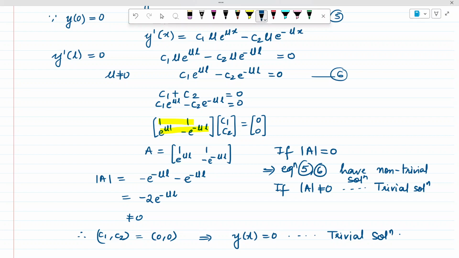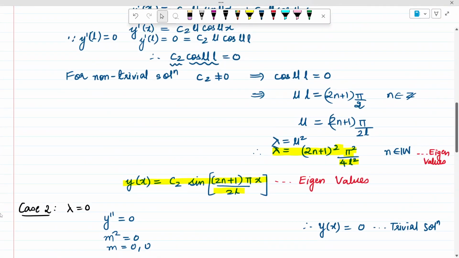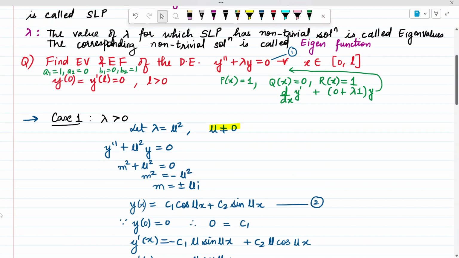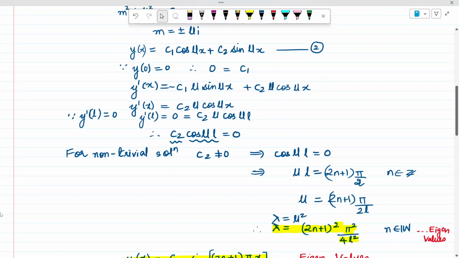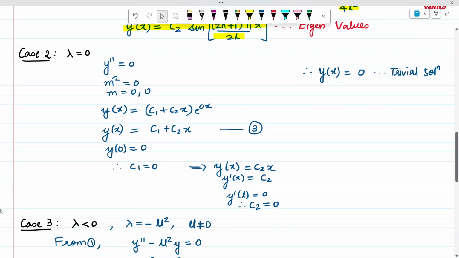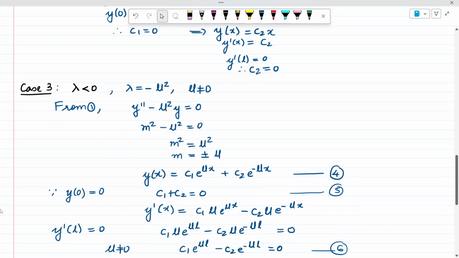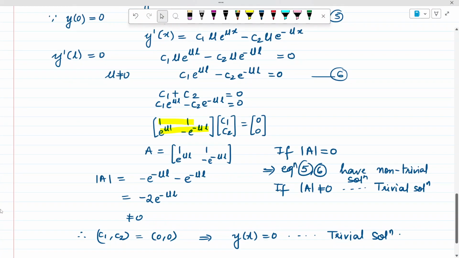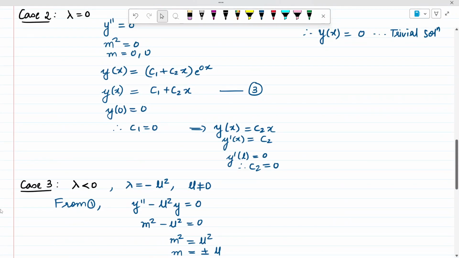आइगन वैल्यू वही वैल्यू होती है जहाँ पे नॉन ट्रिवियल सॉल्यूशंस मिलते हैं। सो हमने तीनों केसेस कवर किए हैं। केस नंबर 1 में वी टुक लैम्बडा ग्रेटर देन 0, वहां पे हमको आइगन वैल्यूज एंड आइगन फंक्शन मिले हैं, वी फाउंड देम। लैम्बडा इक्वल टू 0 में ट्रिवियल सॉल्यूशन ही आ रहा था, मतलब आइगन वैल्यू आइगन फंक्शन एग्जिस्ट नहीं कर रहे हैं। लैम्बडा लेस देन 0 में भी आइगन वैल्यूज आइगन फंक्शन एग्जिस्ट नहीं कर रहे हैं। ओके, सो वी गॉट आइगन वैल्यूज एंड आइगन फंक्शंस.